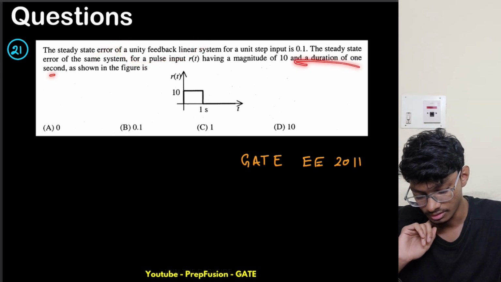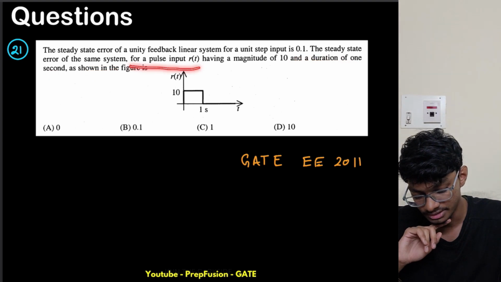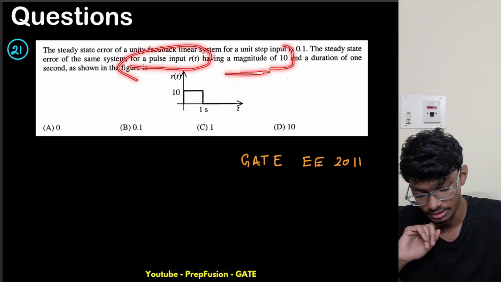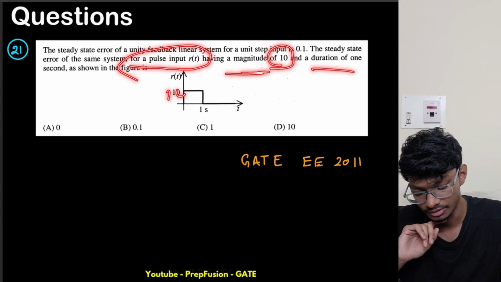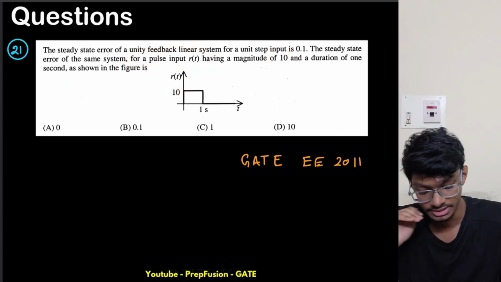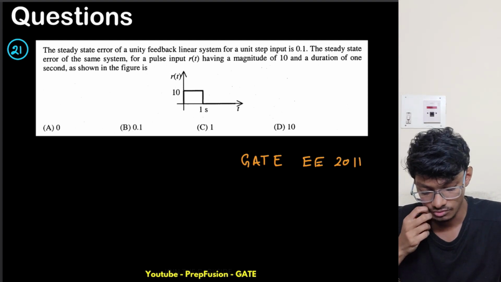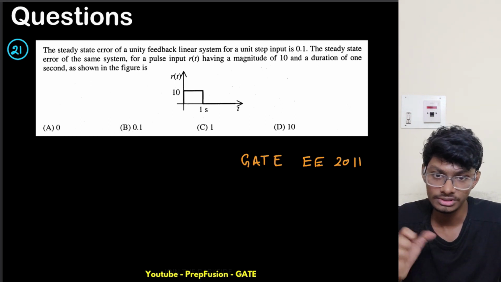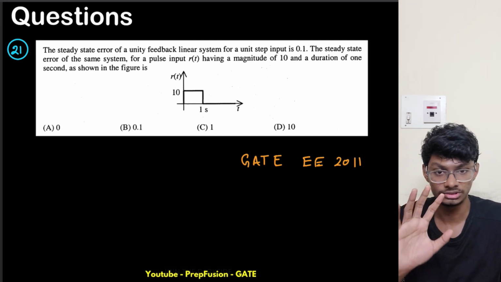Now, as this is a unity feedback system, the steady state error of the same system for a pulse input having a magnitude of 10 and duration of 1 second, what will be the steady state error of the same system? So what we have to keep in mind here is, how can you do this intuitively?